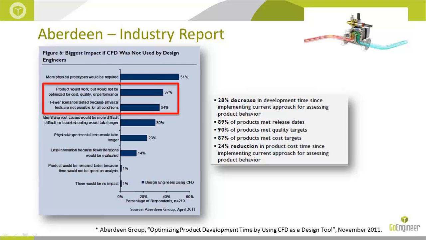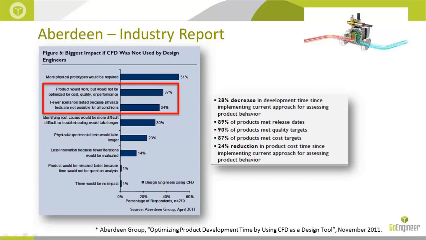I'd like to close with an industry report from Aberdeen, who found that there was a 28% decrease in development time after companies implemented CFD. This is CFD in general as a topic. 89% of products in the survey met release dates, 90% met quality targets, 87% met cost targets. We also saw a 24% reduction in product cost time.